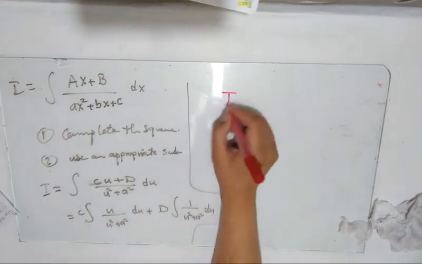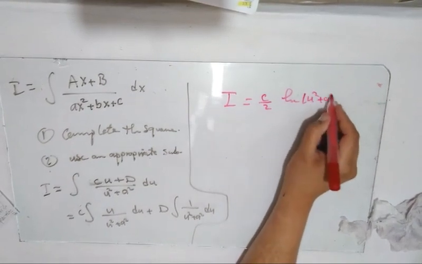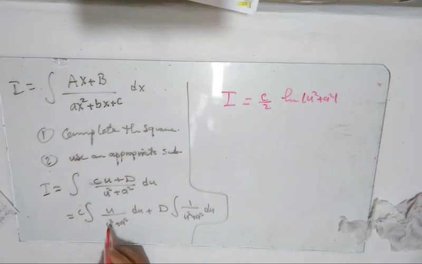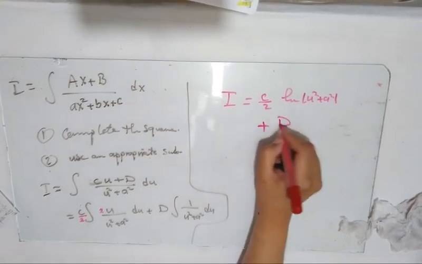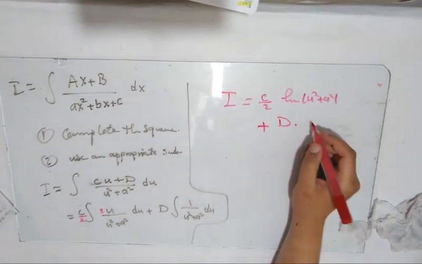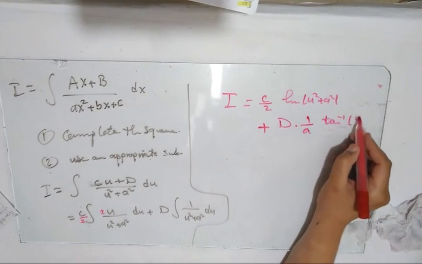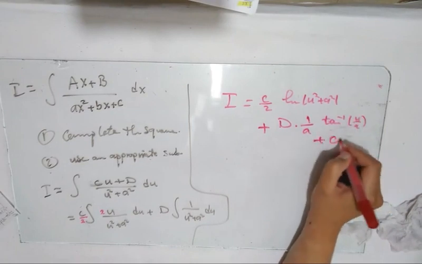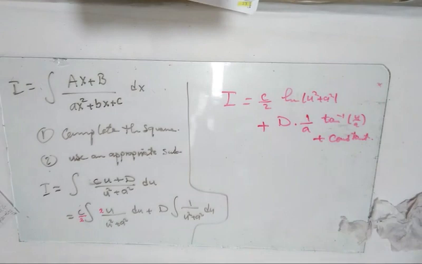So the first one will be c over 2 times ln of u squared plus a squared, because the differentiation of u squared plus a squared is 2u. So if you multiply by 2 and divide by 2, the numerator will be the differentiation of the denominator, so the integration will be ln of the absolute value of the denominator. The second one is d times the usual integration, so you will have 1 over a times tan inverse of u over a, plus a constant. So this is the general way to compute such an integral.